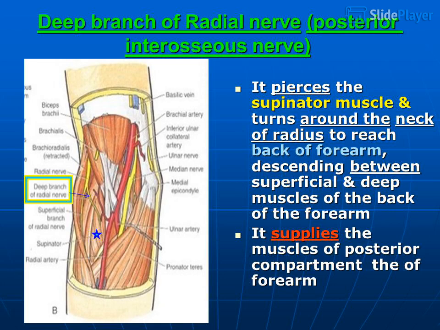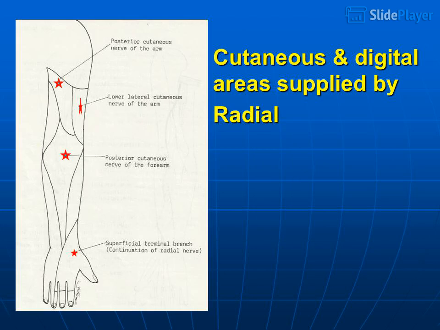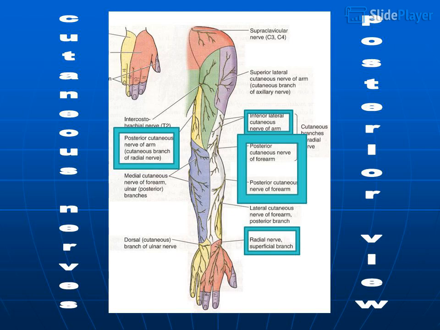Deep branch of radial nerve, posterior interosseous nerve. It pierces the supinator muscle and turns around the neck of radius to reach back of forearm, descending between superficial and deep muscles of the back of the forearm. It supplies the muscles of posterior compartment of forearm. Cutaneous and digital areas supplied by radial nerve, posterior view.